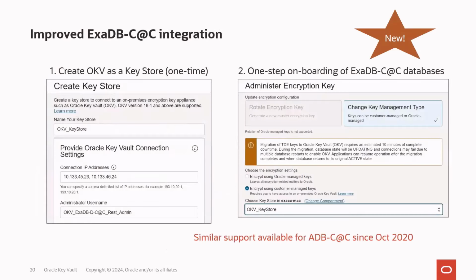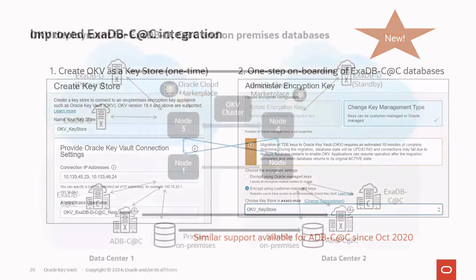Here's how it looks. On the left side is a one-time setup where you register your on-prem Key Vault cluster with OCI, and then on the right side you see that on the key management side, when you provision a new database, you can pick and change the key management system, and you can make your OKV key store available to this new database, and it will be migrated automatically.